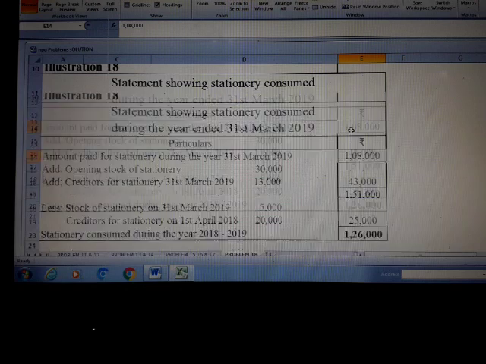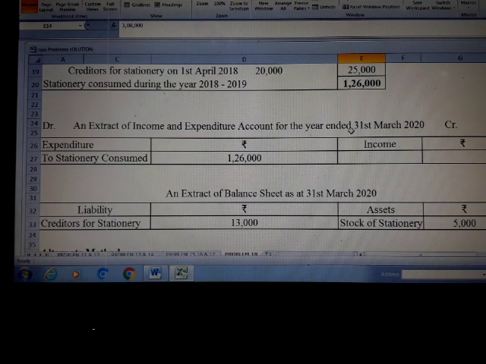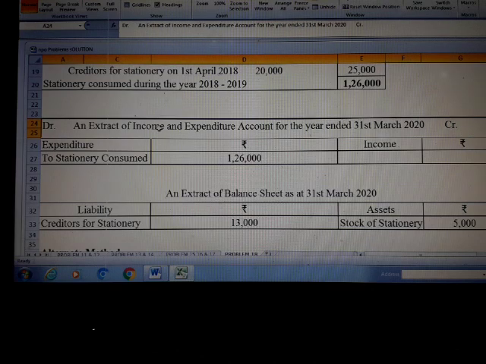So simultaneously below this Excel you will open your income and expenditure account. So debit side as your expenditure, credit side for your income, and then heading as an extract of income and expenditure account for the year ended 31st of March 2020. Why do we call this an extract? This can be asked in your Viva. They can ask this question in your board Viva.